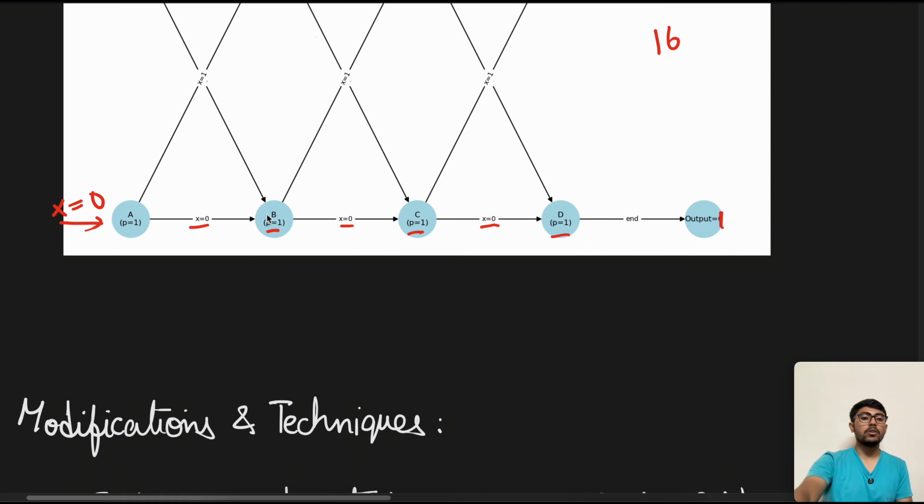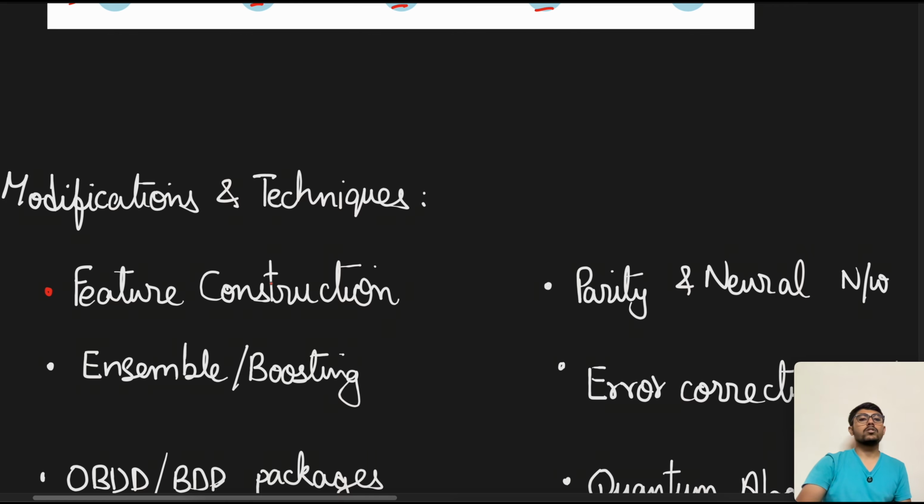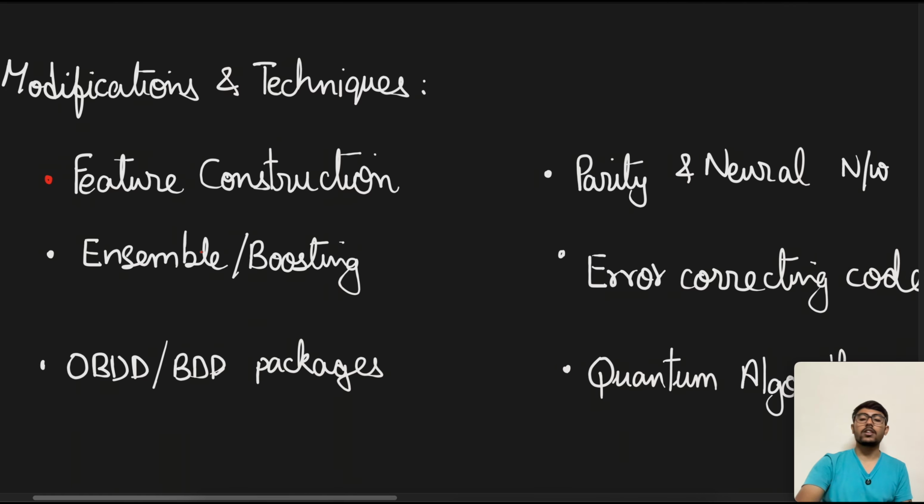Now we'll proceed to some of the modifications and other techniques that are there. First we saw feature construction in the problem itself. Add computed XOR features, which is useful to capture parity-like interactions. Then there is ensemble learning and boosting. Parity is not easy for single shallow trees, but when we apply it to ensembles, which are sufficiently long trees, they can learn.